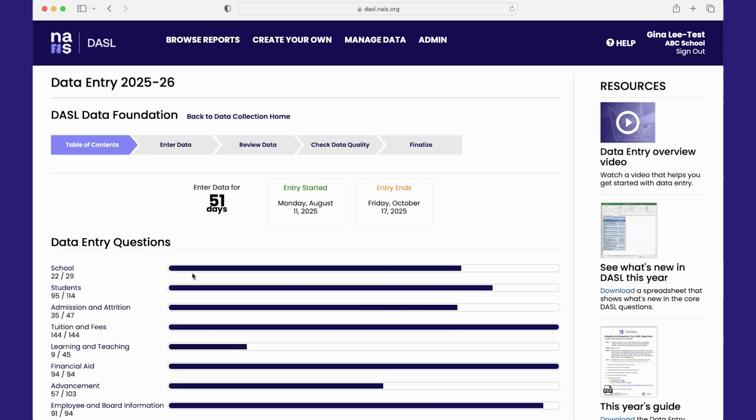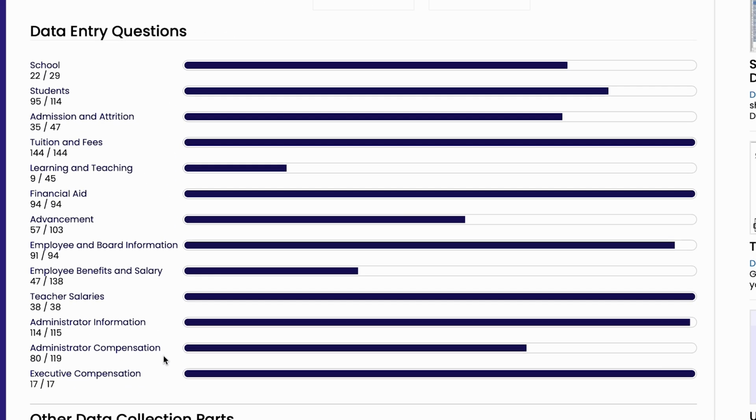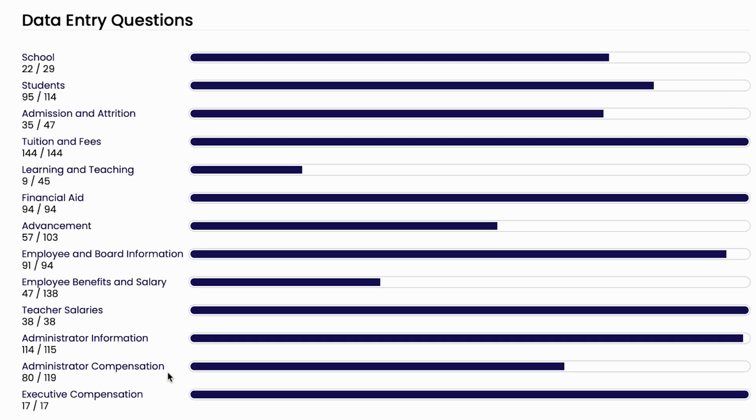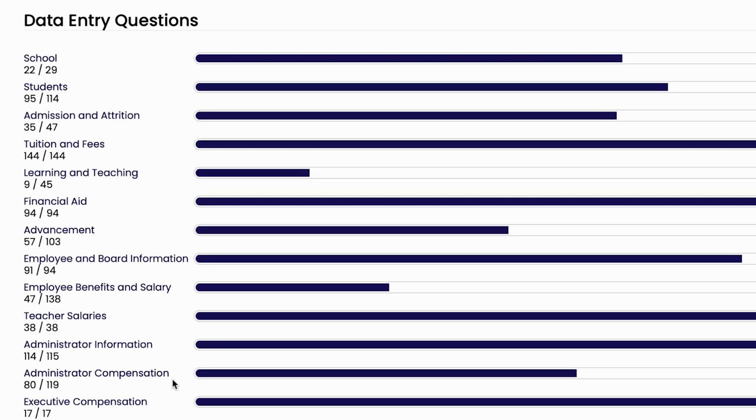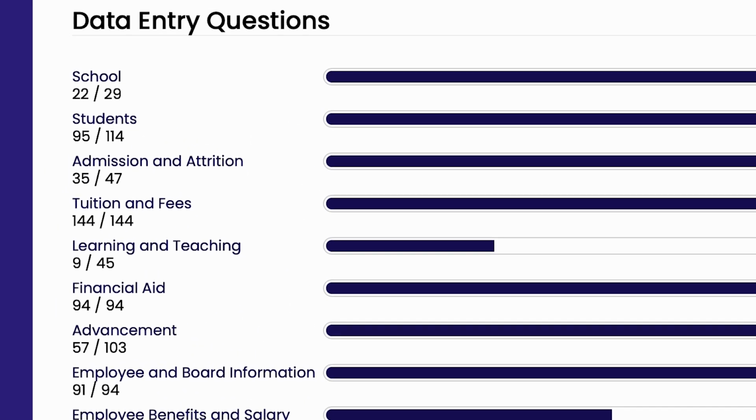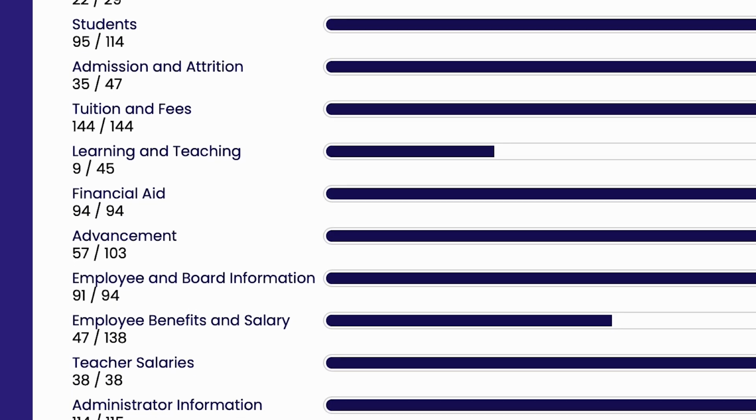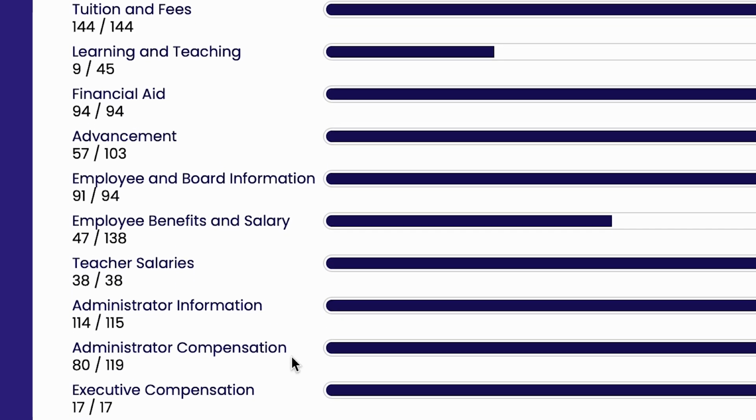After you enter each data part, you can see a list of the data entry categories within each. You can see your data entry progress in each category by viewing the bars to the right of each category label. The system is tracking your progress on the questions that apply to your school. Below the category name is a number that shows how many fields you have completed out of the applicable total.